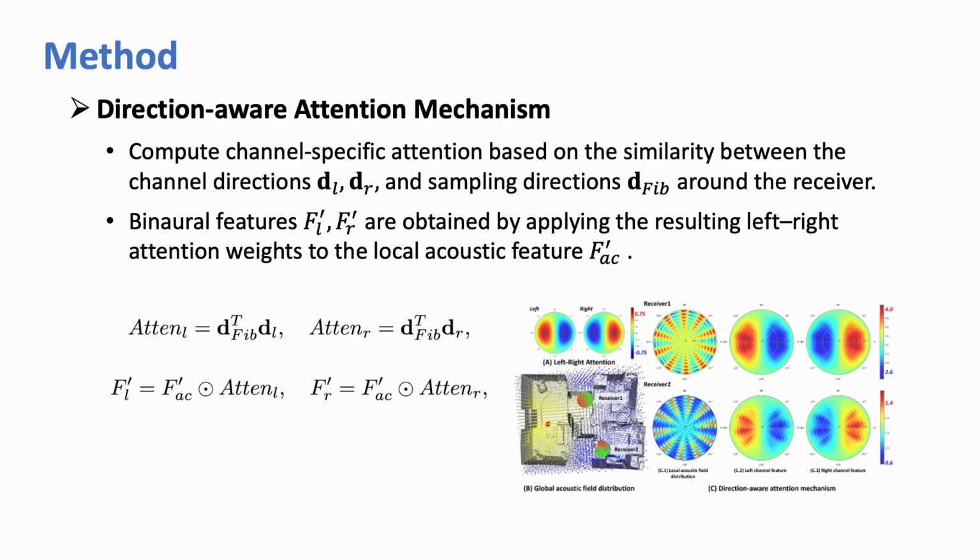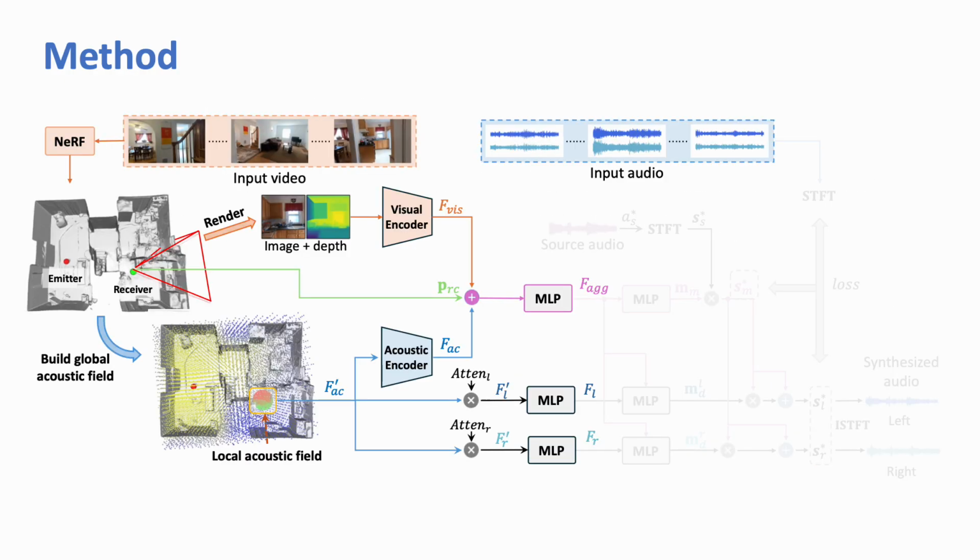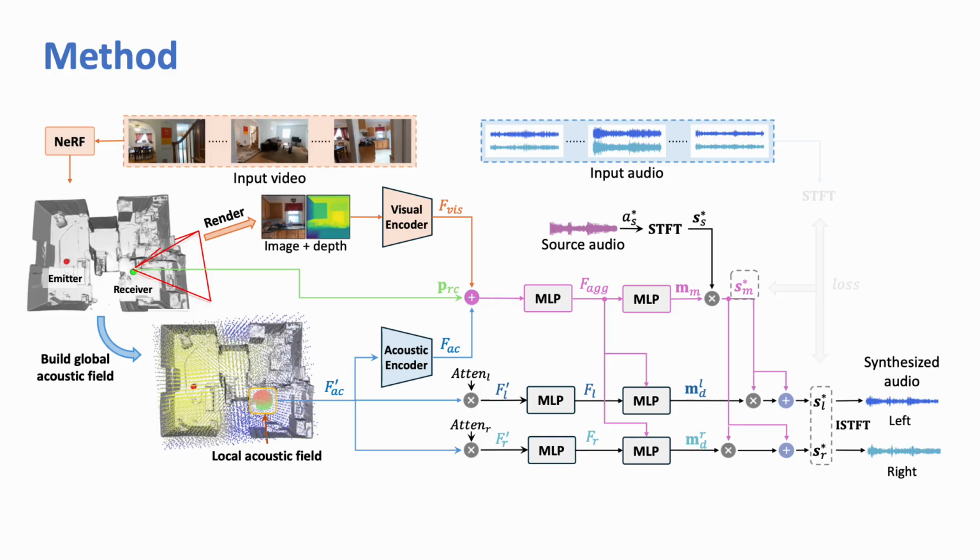Specifically, we compute channel-specific attention based on the similarity between the directions of the left or right channel and the sampling directions around the receiver. By applying the resulting attention weights to the local acoustic features, we obtain binaural features that distinguish the left and right channels. Finally, given the aggregated feature and the channel features conditioned on the receiver pose, we predict the mixture and left-right channel acoustic masks, then apply them to the source audio spectrogram to achieve binaural audio synthesis.